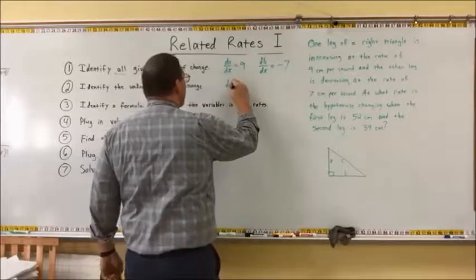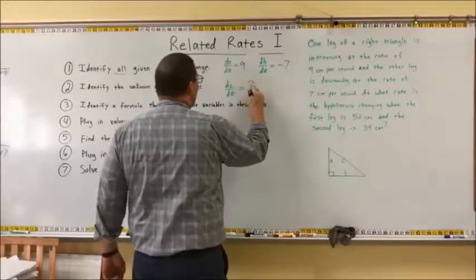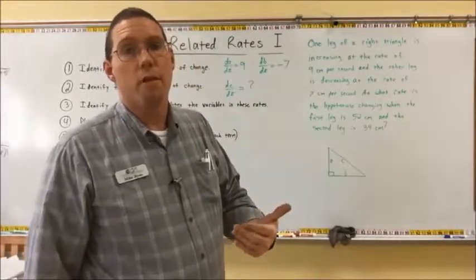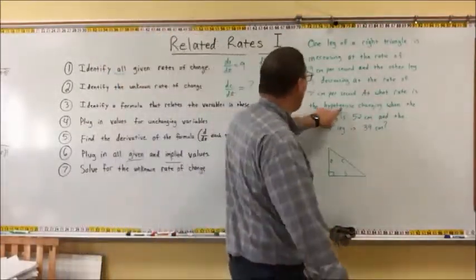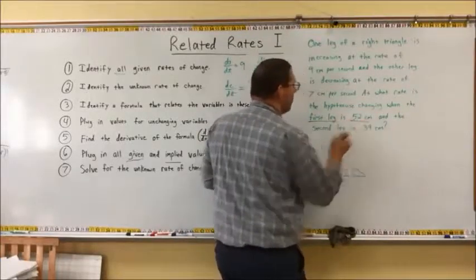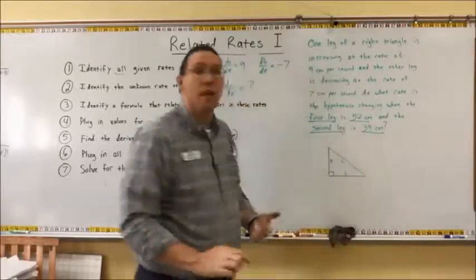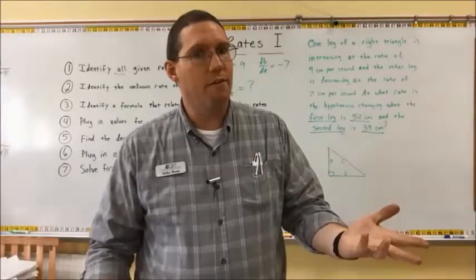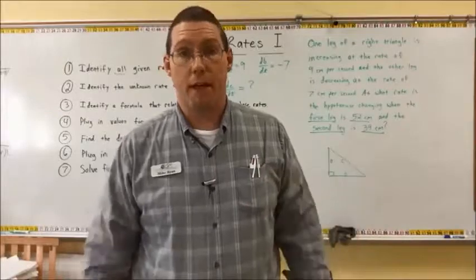So that would be dC/dt. Not to be confused with circumference. In this case, it's not circumference; it's the letter C representing the hypotenuse. At what rate is the hypotenuse changing when the first leg is 52 centimeters and the second leg is 39 centimeters? They gave us lengths for two legs, which means we can use that information to find the length of the hypotenuse, right? By using the Pythagorean theorem.